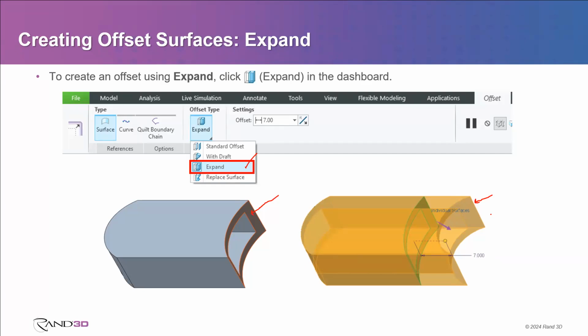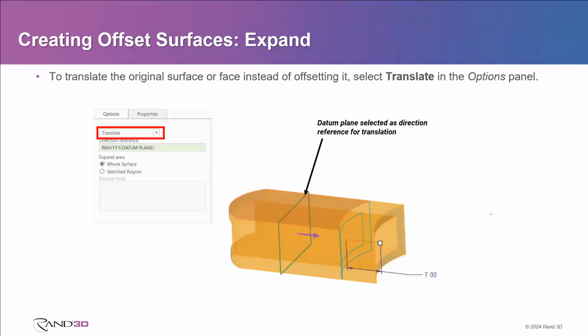Now, besides doing an offset like we are here, when you're in this expand, you could go under options and ask it to translate the surface instead of offsetting it. The translate is going to keep the exact same shape as the original surface. Same shape, same size, and it's just going to move the surface. When I switch over to a translate, you're going to need to pick something planar to translate normal to, or something linear to translate parallel to. Then you just tell the computer how far you want to translate it, like 7.